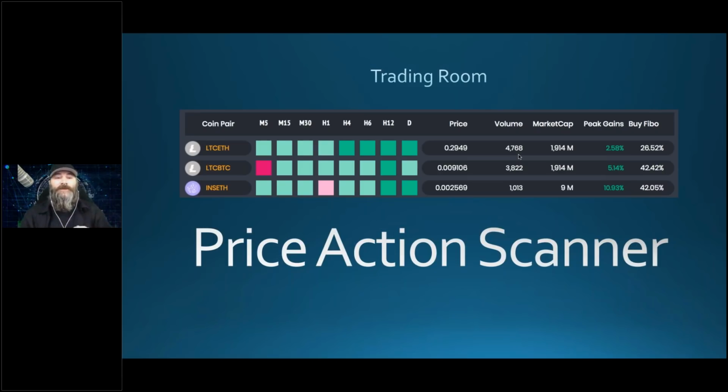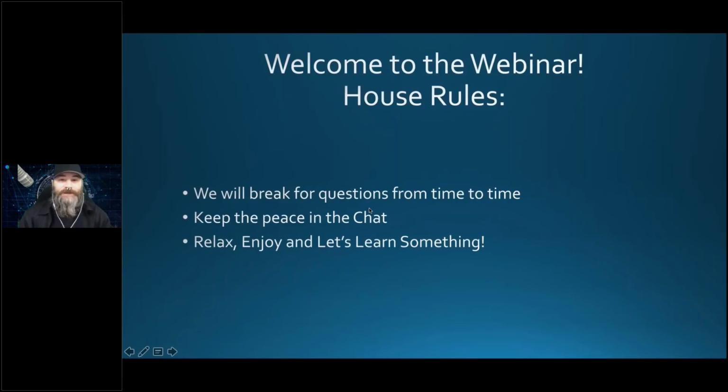Today we're going to be talking about the price action scanner. This is a module from Trading Room. As we go through it, we've got a couple of house rules. We're going to break for questions from time to time. As with the chat and the questions showing up on the other screen, hold them back for a little bit. Hopefully those will all get answered during the course of this. If not, we'll have a little Q&A, so hopefully we can answer everything from there.